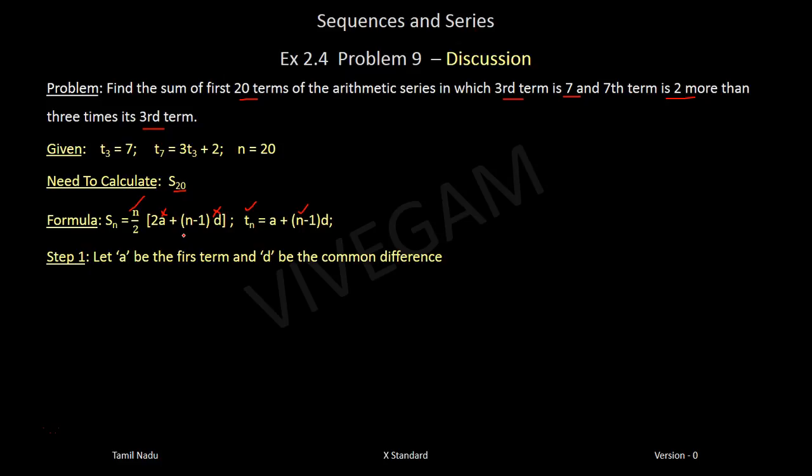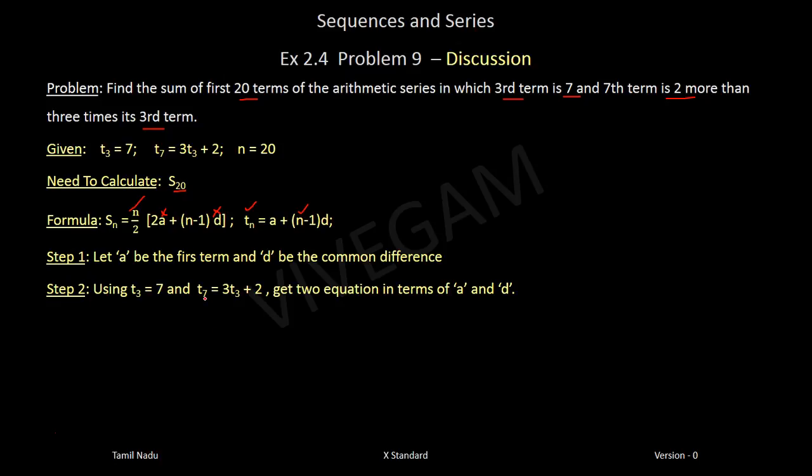Okay, so let's put it out. Let a be the first term and d be the common difference. Using T3 equal to 7 and T7 is 3T3 plus 2, get two equations in terms of a and d. Let me explain a little bit here. T3 is 7. So n equal to 3. We know Tn equal to a plus n minus 1 into d. So T3 will be a plus, n equal to 3, 3 minus 1 is 2, 2d. So a plus 2d equal to 7.